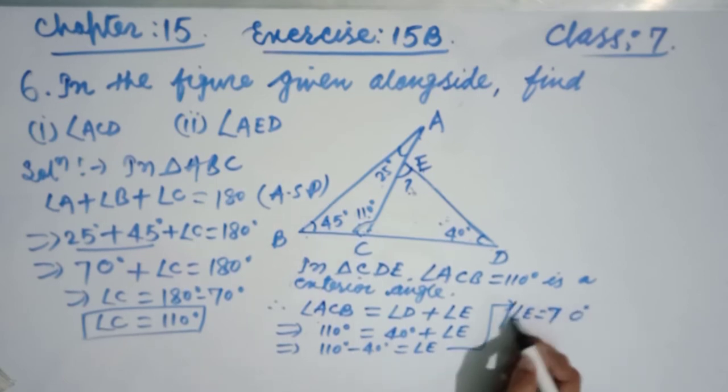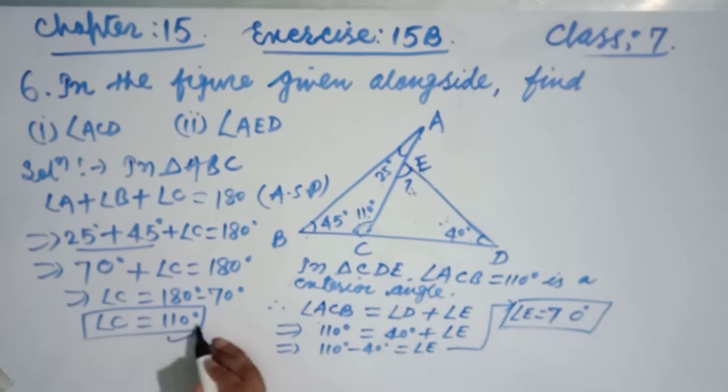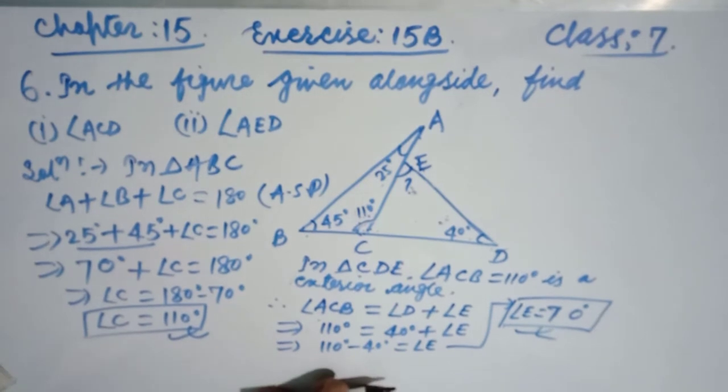Now this is your answer. So angle C is 110, angle E is 70 degrees. So these are the answers to this question.